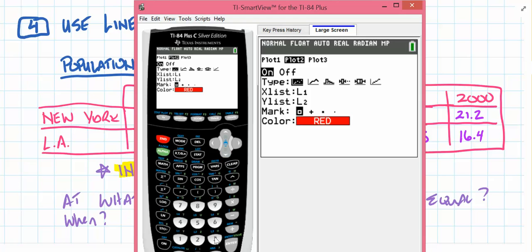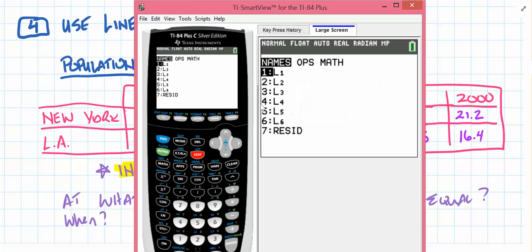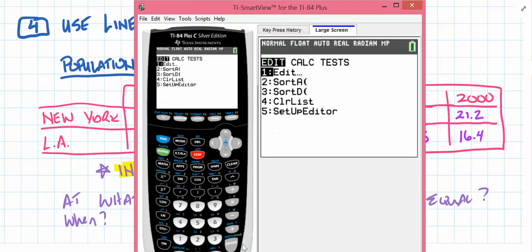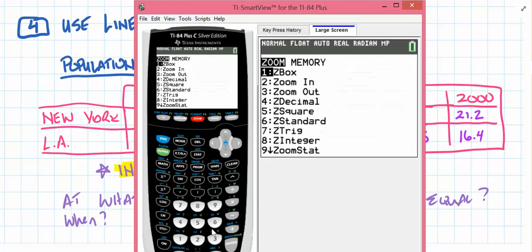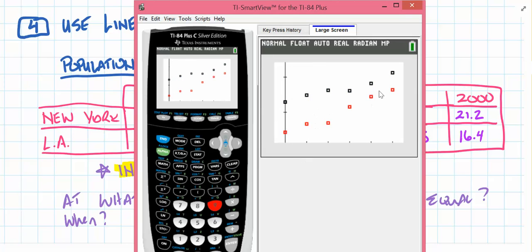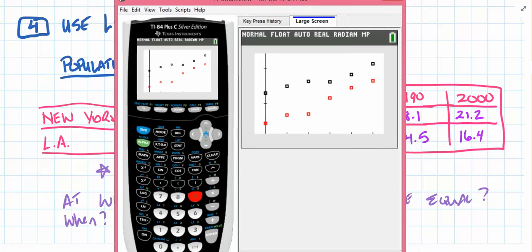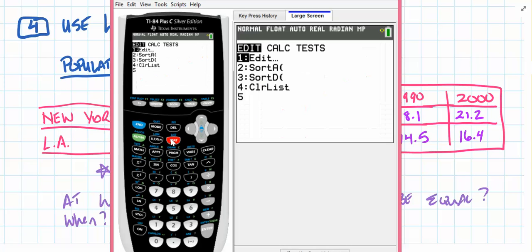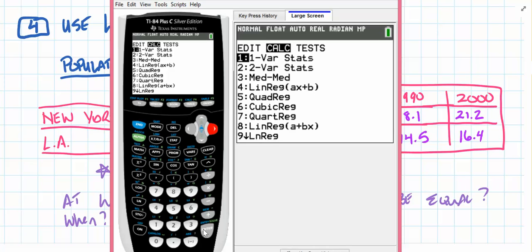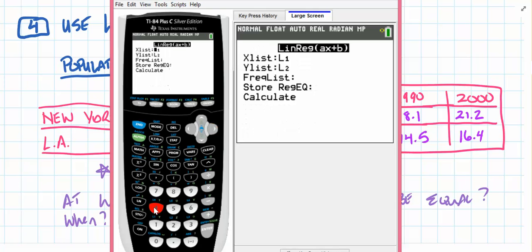Because if you'll remember, if we go back to the edit of our lists, L1 was years, L2 was New York, L3 was Los Angeles. So now when we go back and we hit zoom 9, we should see both sets of data there, and that's what we're looking for. So now that we have both sets of data here, let's get the regression line for each of them and plug them in and see when they're going to intersect. This is kind of a process, but we can do it. So let's go to stat, and we're going to actually calculate a regression. So we're going to go option 4, and the first one will be L1 and L2, so we'll go with this.